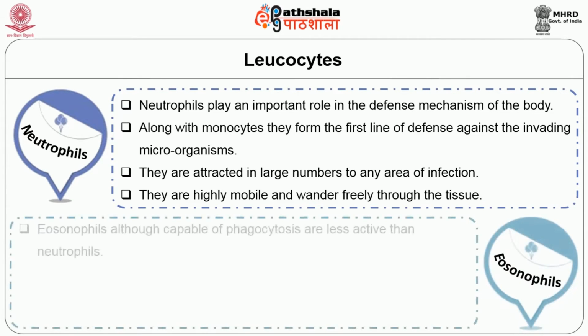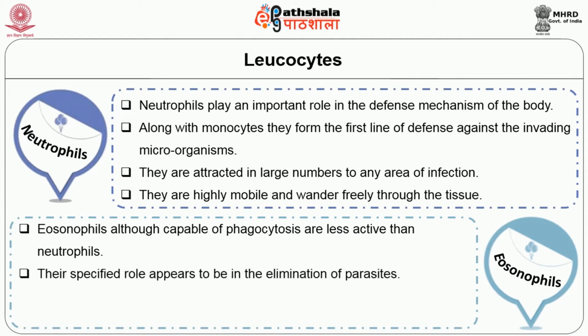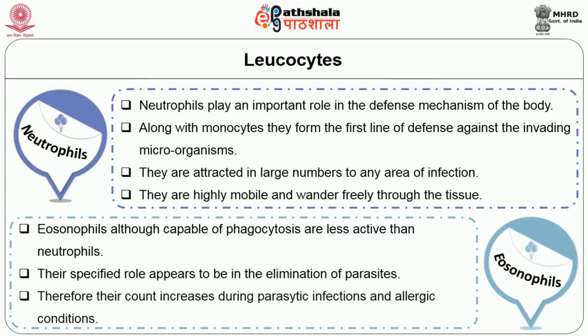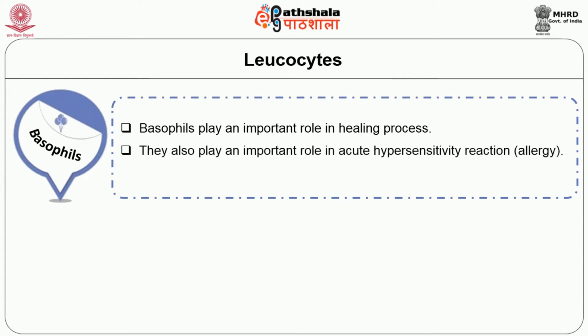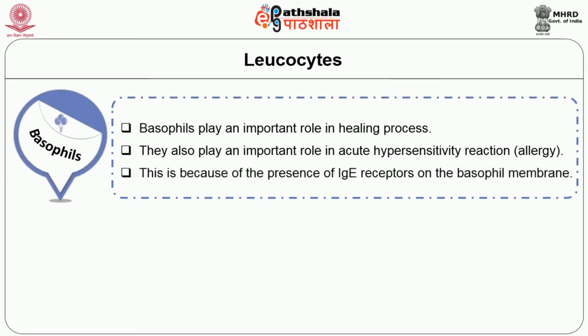Eosinophils, although capable of phagocytosis, are less active than neutrophils. Their specific role appears to be in the elimination of parasites. Therefore, their count increases during parasitic infections and allergic conditions. The eosinophils are responsible for detoxification, disintegration, and removal of foreign proteins. Number 3, basophils. Basophils play an important role in the healing process. They also play an important role in acute hypersensitivity reaction, that is allergy. This is because of the presence of IgE receptors on the basophil membrane.